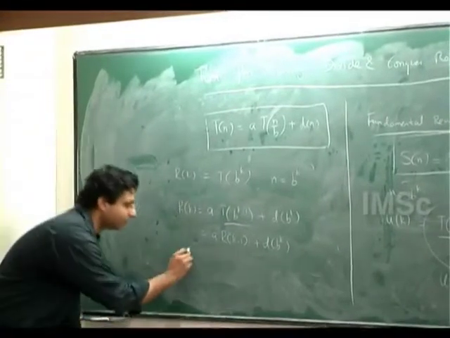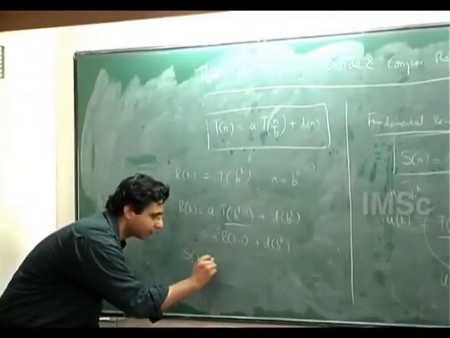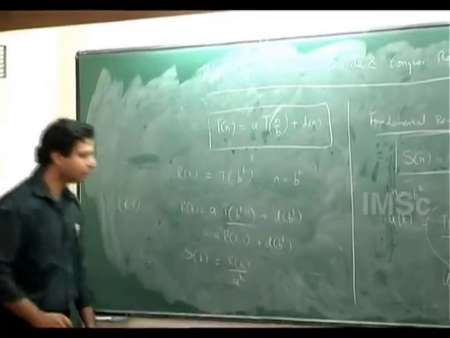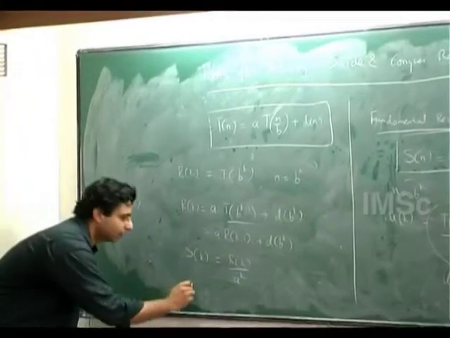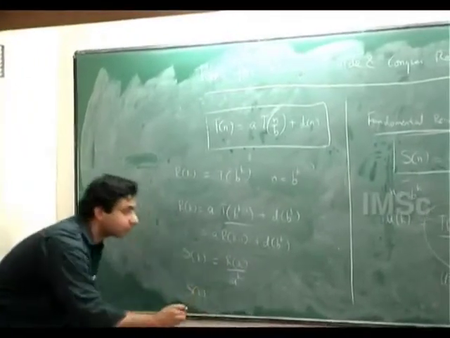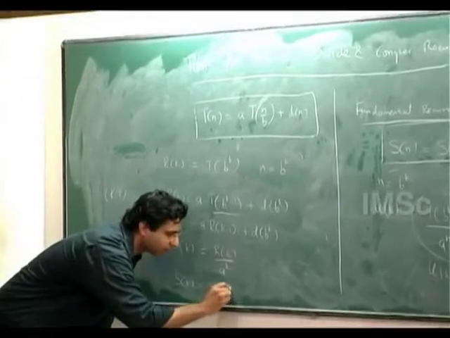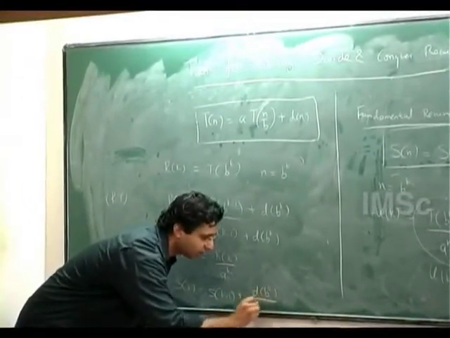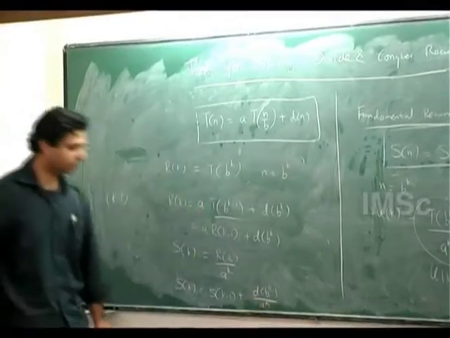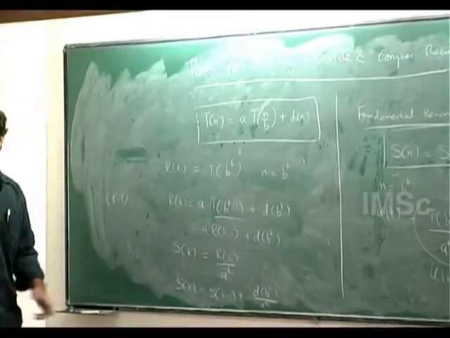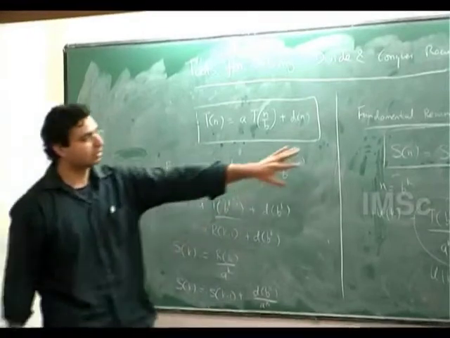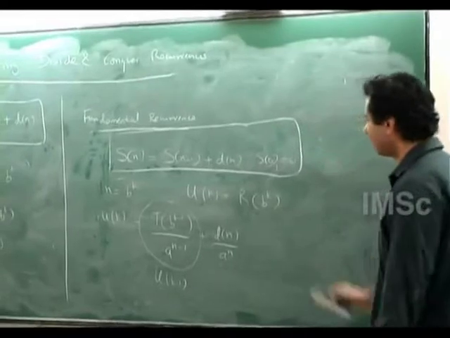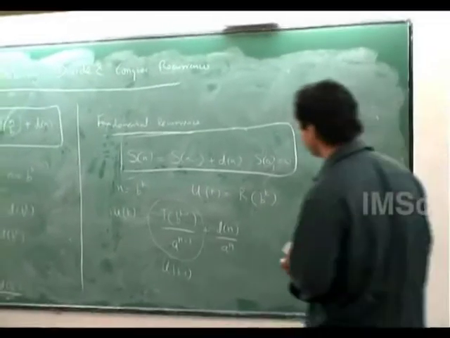How? I define s of k as r of k divided by a raised to k, and again I'll get s of k is s of k minus 1 plus this driving function evaluated at b raised to k divided by a raised to k. In this form, in this fundamental form. So now that it is in this fundamental form, we know that we can solve it.